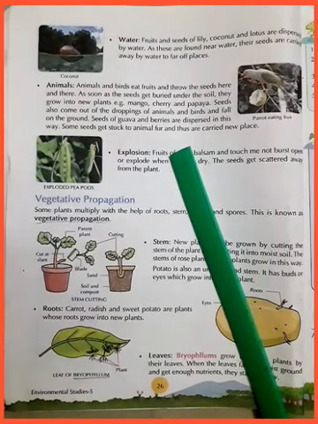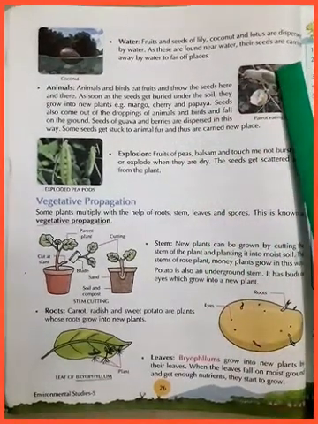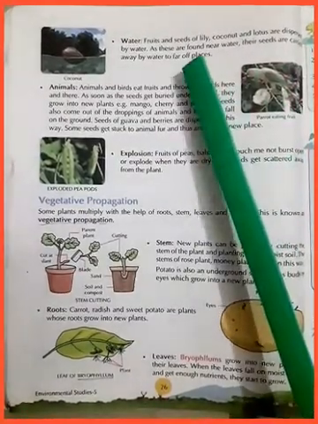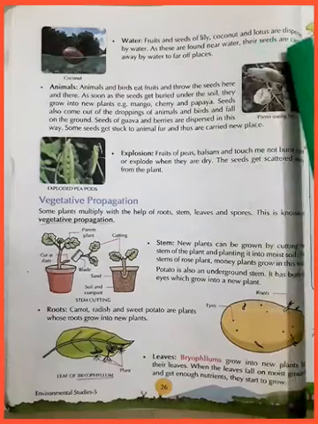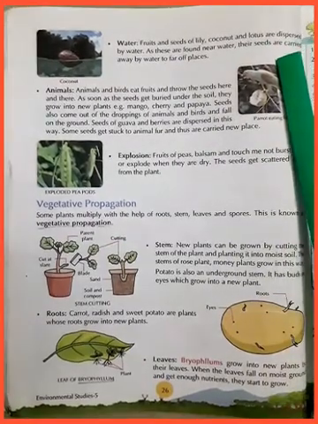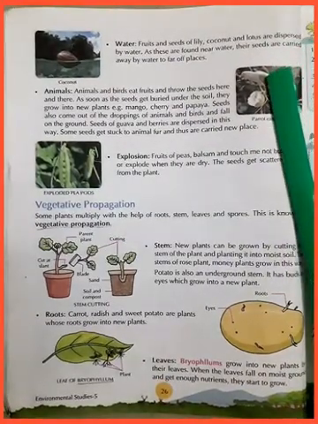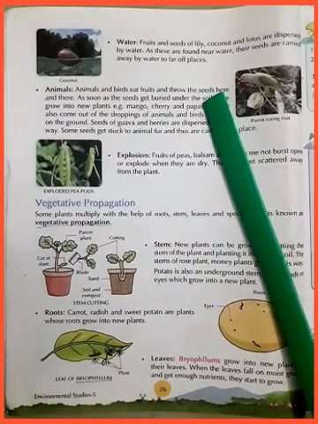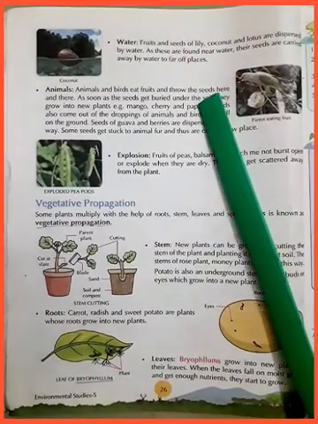Some seeds are dispersed by water as rain comes or water is spread. Seeds of lily, coconut and lotus are dispersed by water. As these are found near water, these seeds are carried away by water to far off places.